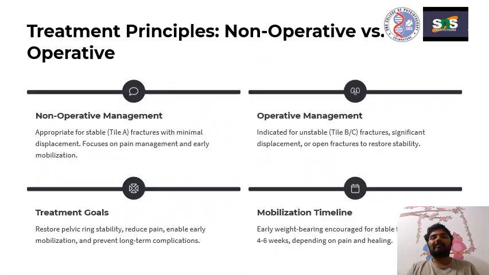Then treatment principles: non-operative versus operative. Non-operative management is mainly for stable patients, that is the Tile A classification, with fractures of minimal displacement, focused on pain management and early mobilization. Operative management is indicated for unstable Tile B and C classification fractures, significant displacement or open fractures, to restore stability. The treatment goal is to restore pelvic ring stability, reduce pain, enable early mobilization and prevent long-term complications. Early weight bearing is encouraged for stable fractures, 4 to 6 weeks depending on the pain and healing of the fractures.